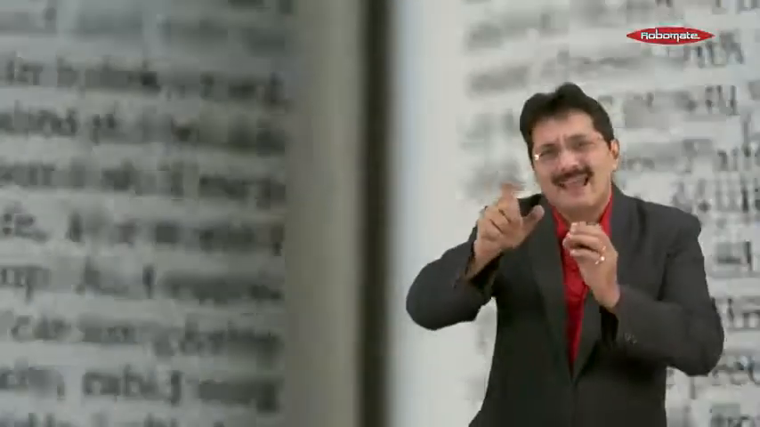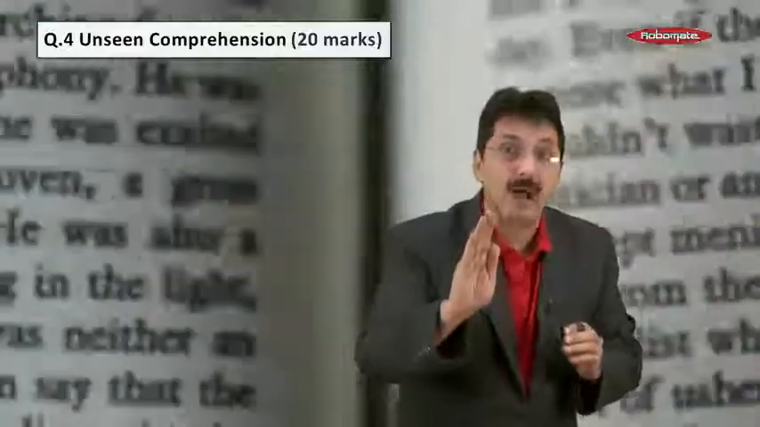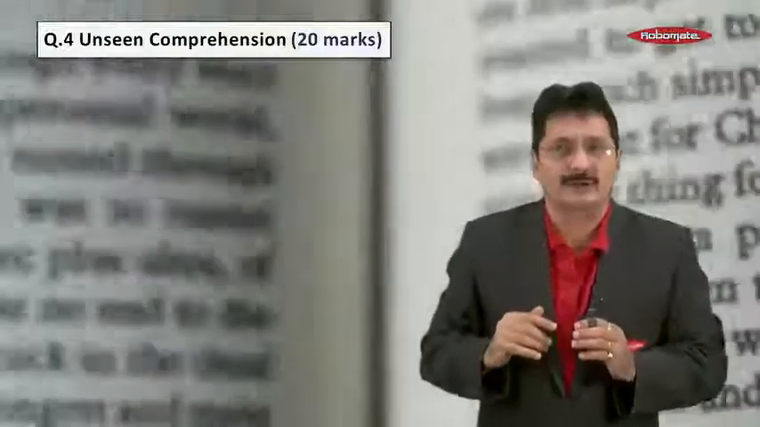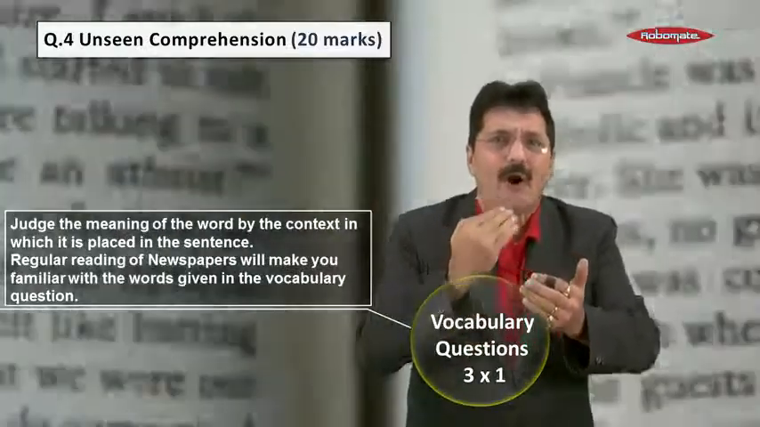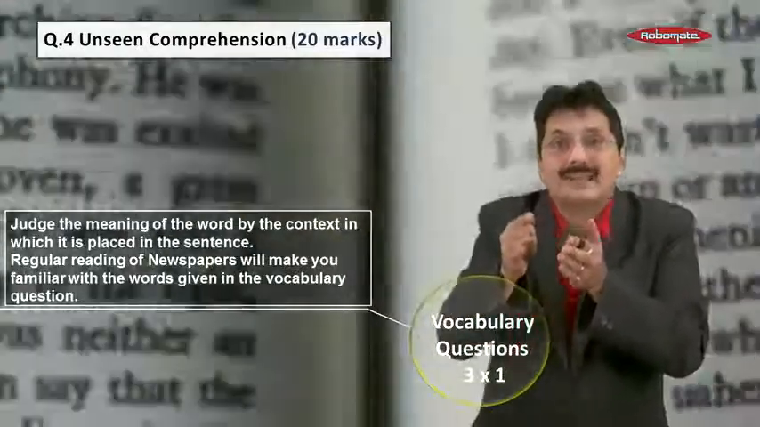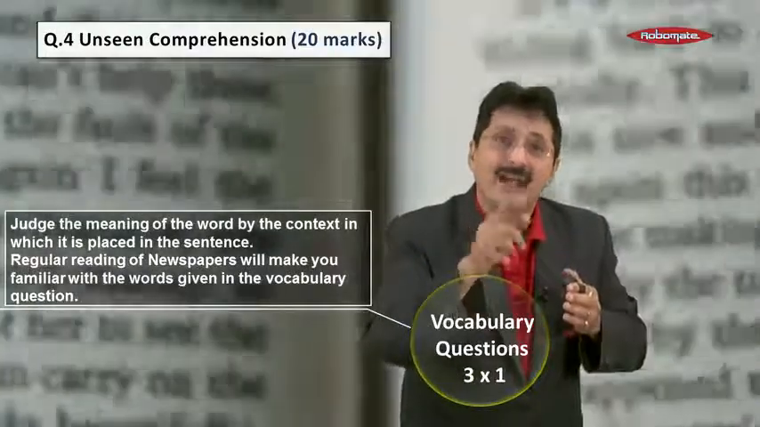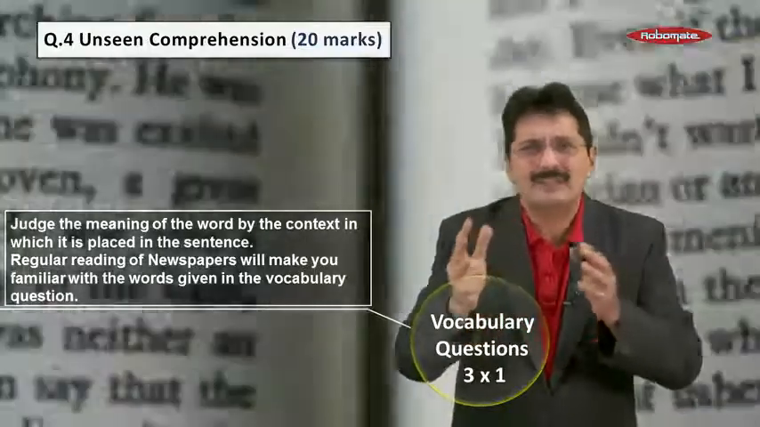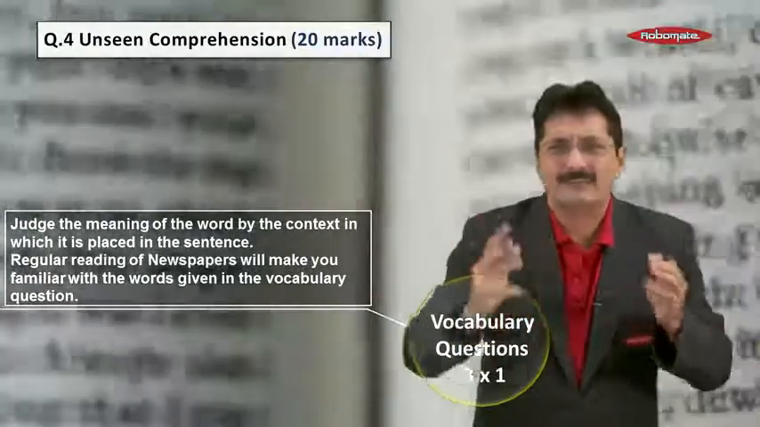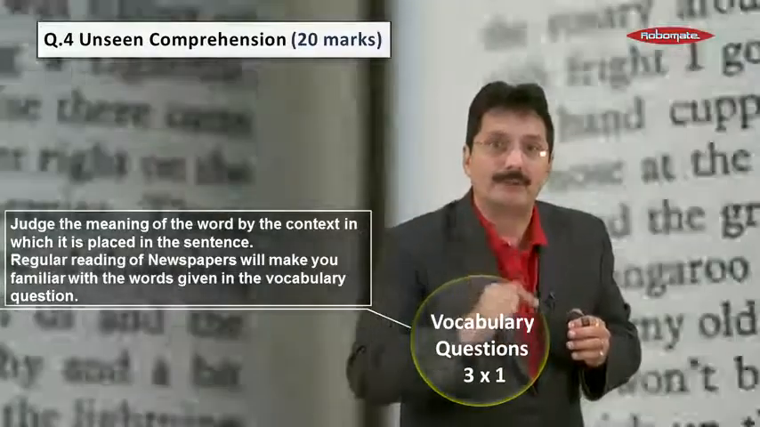Now, let's have a look at the unseen comprehension. 20 marks. You get a passage here. 3 marks for vocabulary. Judge the meaning of the word by the context in which it is written in the sentence. Cultivate the habit of reading newspapers, my friends. Just spend about 15-20 minutes of your busy schedule reading newspapers. It will improve your vocabulary.